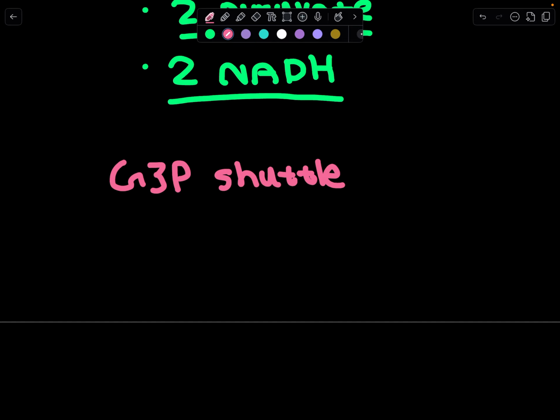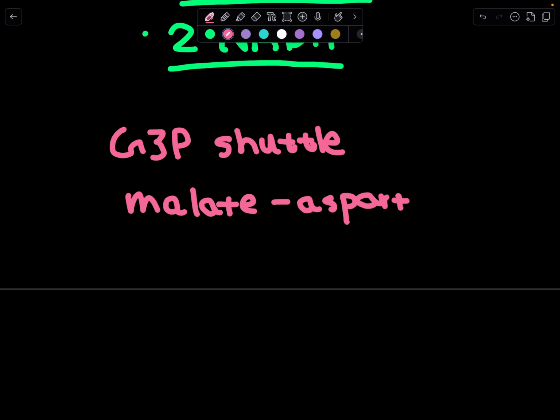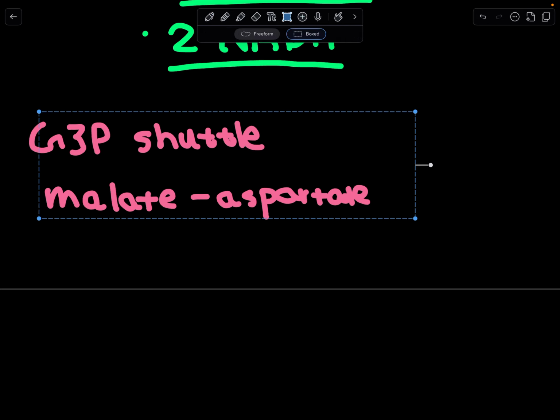Instead, cells use shuttle systems to transport the electrons from NADH in the cytoplasm, from glycolysis, into the mitochondria for the electron transport chain, ETC, while also regenerating NAD+ to keep glycolysis running. NAD+ is crucial because glycolysis needs it to oxidize glyceraldehyde 3-phosphate, and without it, the whole pathway would stall.